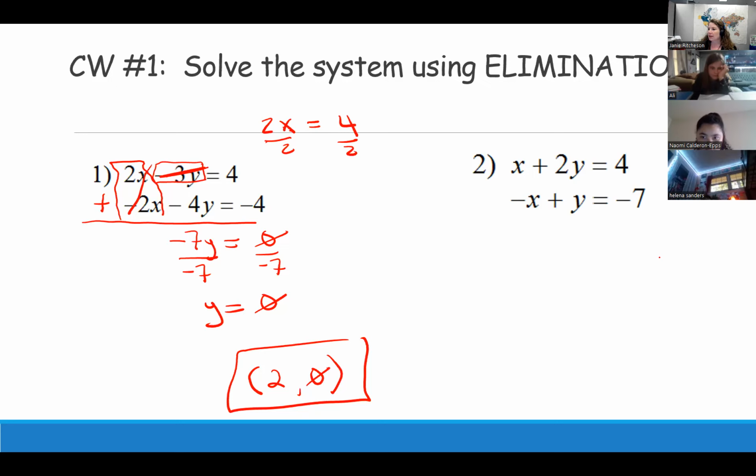All right, I want the 3 of you to please try number 2 and send me your answers. And remember, I need a whole ordered pair. I need basically two numbers. I need an x value and a y value.